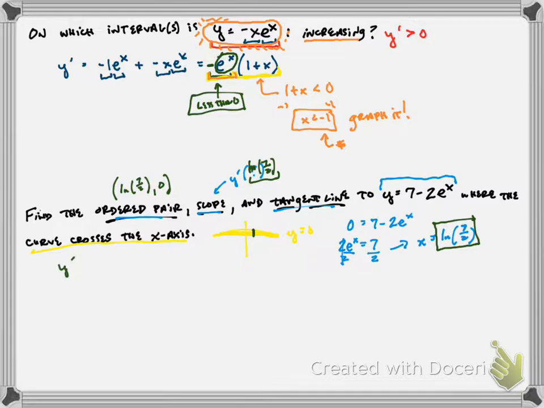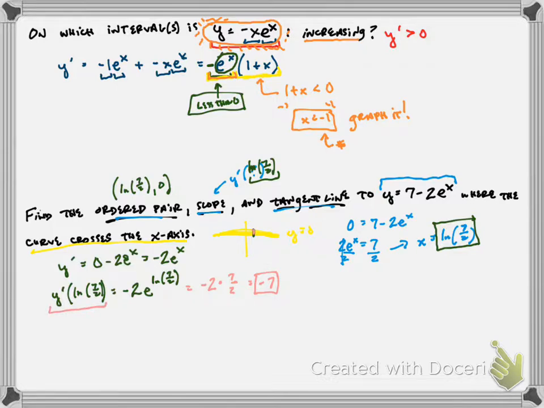Well, first we need to find y prime, and then we need to substitute the natural log of 7/2 in. So y prime is equal to 0 minus 2e to the x, which is just negative 2e to the x. And so y prime evaluated at the natural log of 7/2 is negative 2e raised to the natural log of 7/2. Well, e raised to the natural log of 7/2 leaves us just with 7/2. So we've got negative 2 times 7 over 2, which is negative 7. In other words, our slope, y prime evaluated at the point where the function crosses the x-axis, is negative 7.